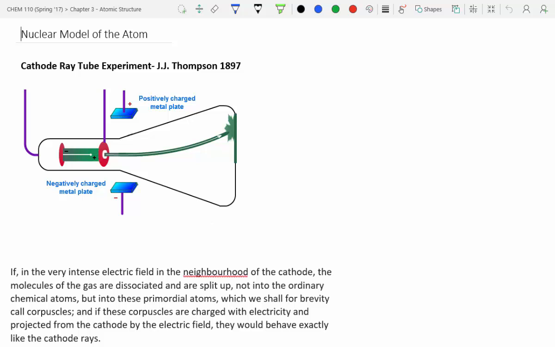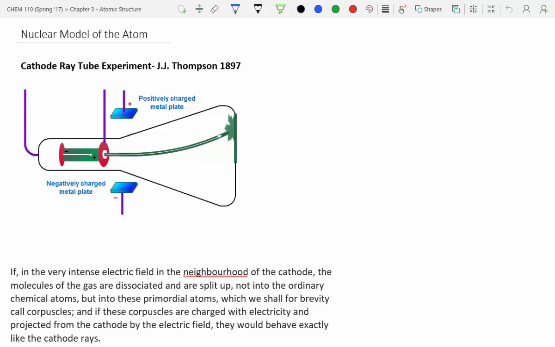So he knew about the idea of atoms being the smallest individual building blocks that make up matter, right? And his idea was, what I'm going to do is I'm basically going to accelerate these elements as a beam. And then on the top, I've got a positively charged metal plate, and on the bottom, I've got a negatively charged plate. And he noticed when he pushed this ray through the tube that it actually deflected upwards.